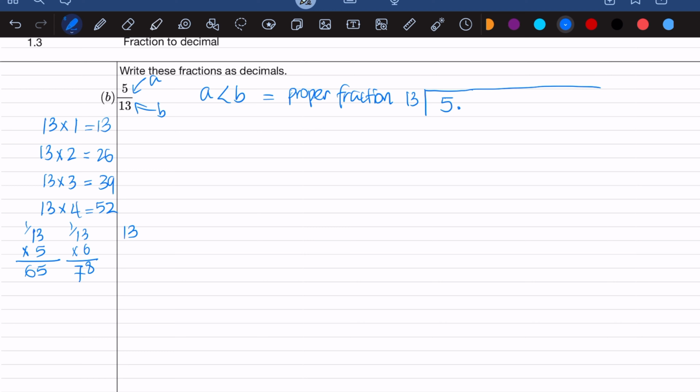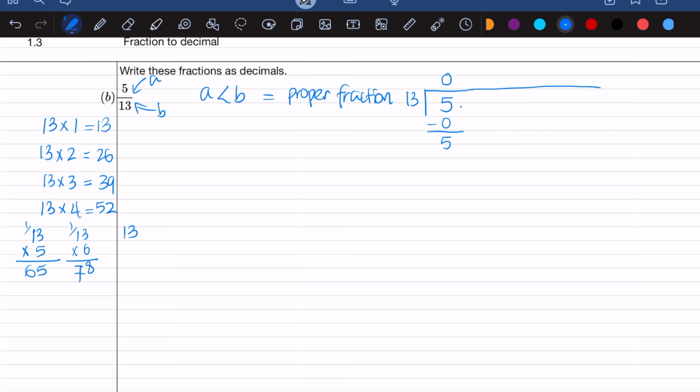Put the little dot here and 0 here. Oh, before that, how many times 13 will give us 5? Well, no times. There's nothing. So I'm just going to have to drag it down. Just have to subtract our 0 from 5 and it gives 5.